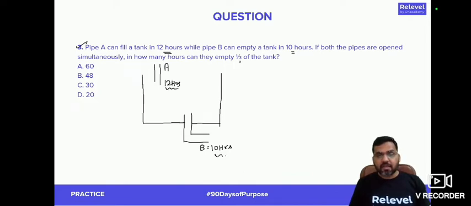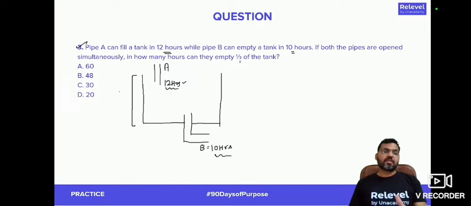You can also take it x. But taking it 1 or x unnecessarily will make my calculation quite tough. If I want my calculation to remain in integral format, then I need to take a number which is a multiple of 12 and 10. Let's assume the total capacity of the tank is a multiple of 12 and 10. Let's take it as 60 liters. Let's assume the tank is of 60 liters.